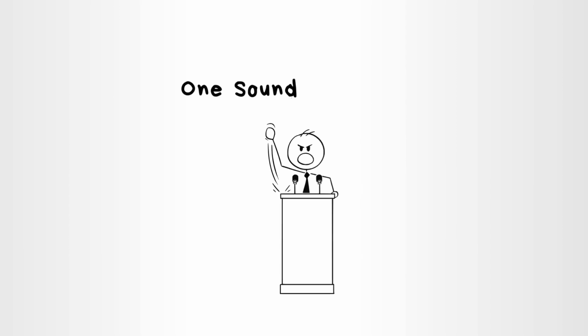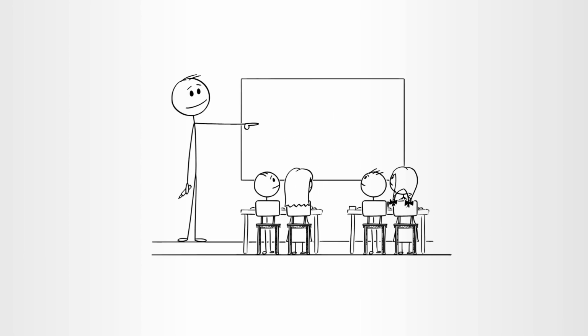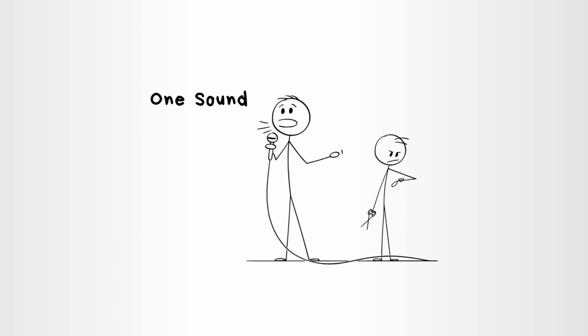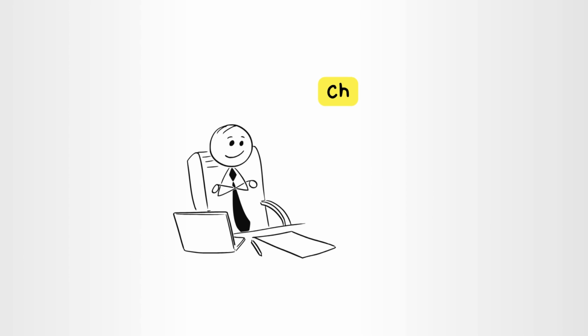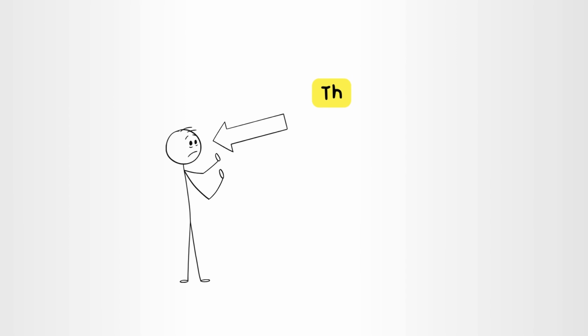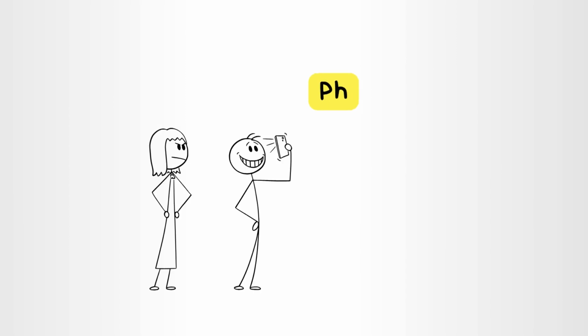And this is where English becomes easy. This is called a digraph. A digraph means two letters but only one sound. For example, CH, chair, SH, ship, TH, this, PH, phone.